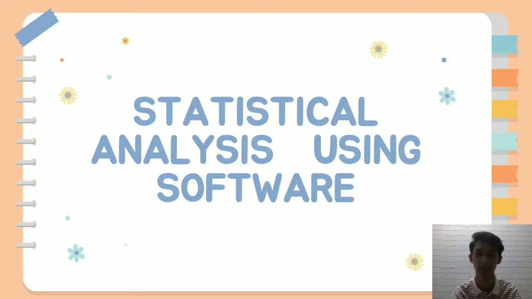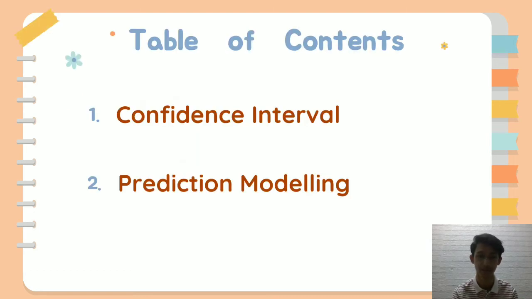Assalamualaikum. My name is Muhammad Adam bin Muhammad Widat. My matric number is A21B2593. Today I would like to present about statistical analysis using software. The software that we use is SPSS. For the table of contents, we have two. First is confidence interval. The second is prediction modeling.